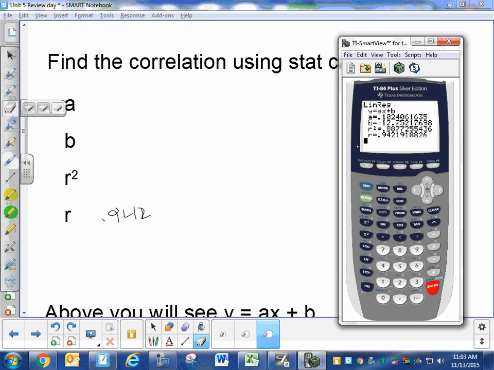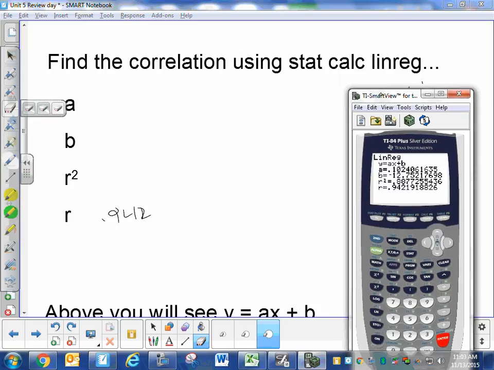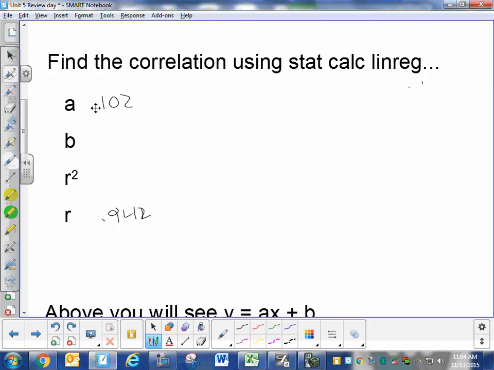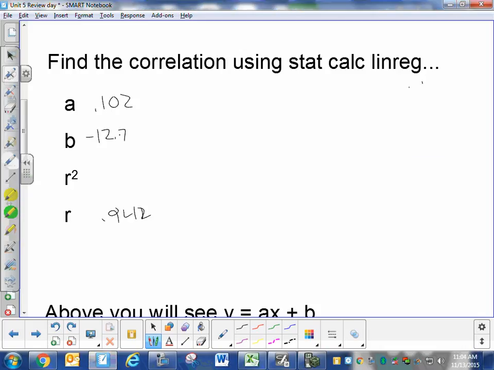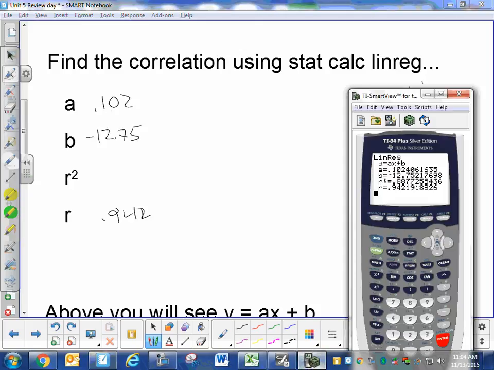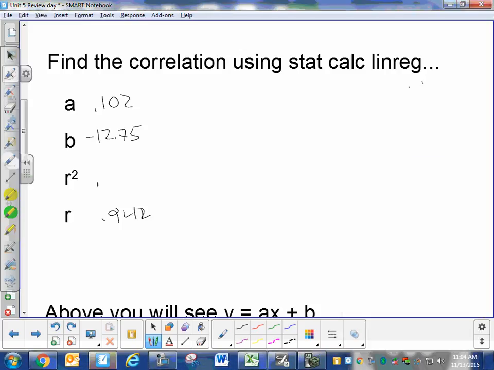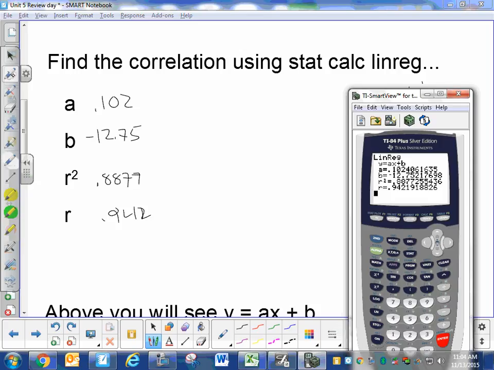Well, this is how we find the linear regression. Our calculator does the job of doing all of the math to take your residuals that we were talking about and shrinking them so that they're the least, and then all of a sudden we create this line of best fit using a calculator. We get A, 0.102. We get B, negative 12.75. We get R squared, which we'll talk about in a little bit, 0.8877. And we get R, which is 0.942.